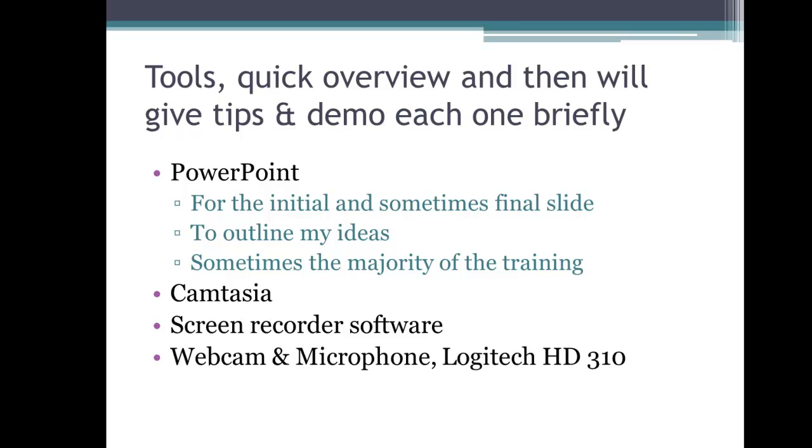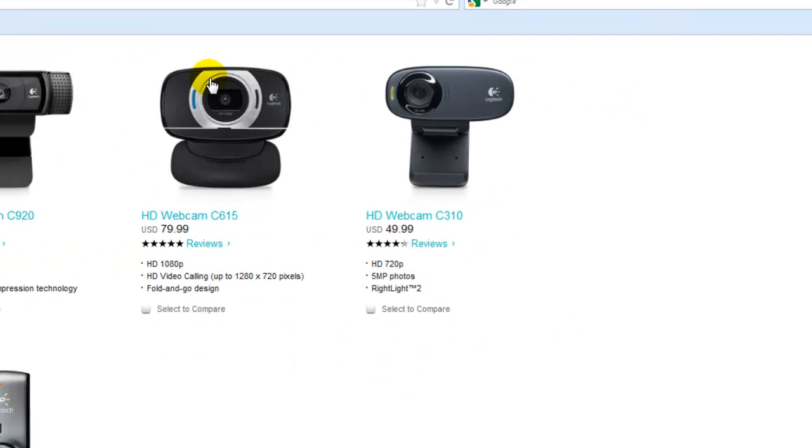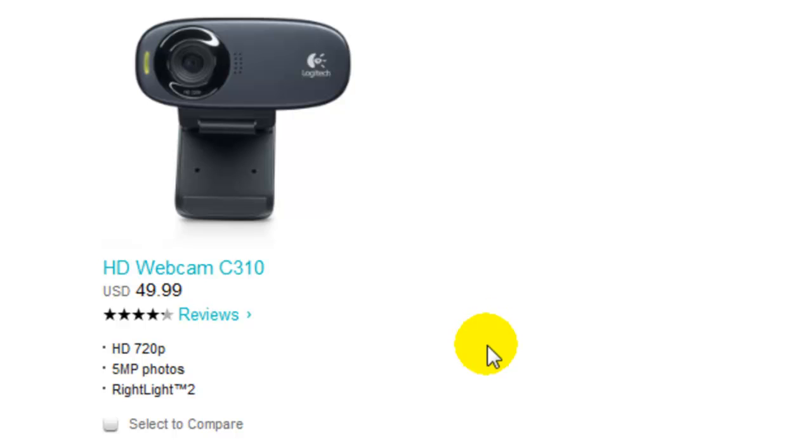For webcam and microphone, I use the Logitech HD310. Right here. I do things as inexpensively as possible. You can order this online. I think I actually got it at Target. I needed something. The one that I had been using broke, and I dashed down to Target and got it. Very inexpensive, but it really works well.